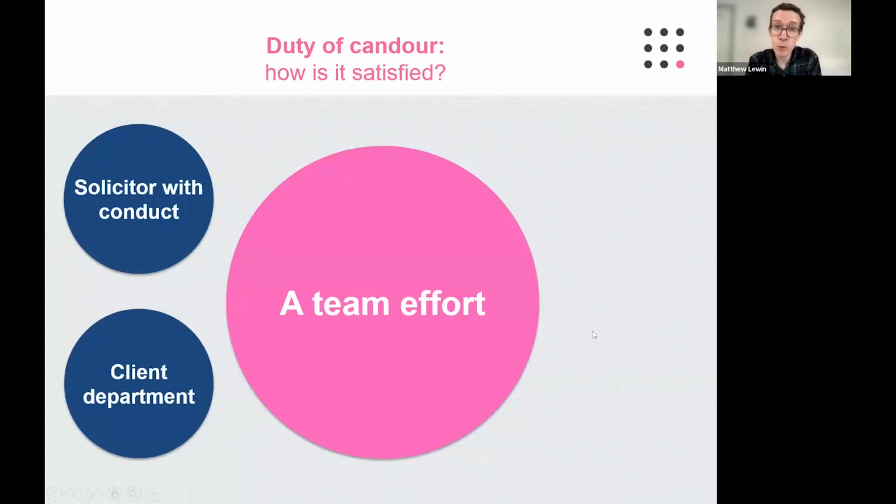It's really important that the client, and by the client, I mean everybody working within the department who has a potential involvement in the case, either as a decision maker, someone who contributed to the decision, or someone who's involved in giving instructions to how the litigation is handled. All of those people need to understand the requirements of the duty of candour and the consequences of breaching it.